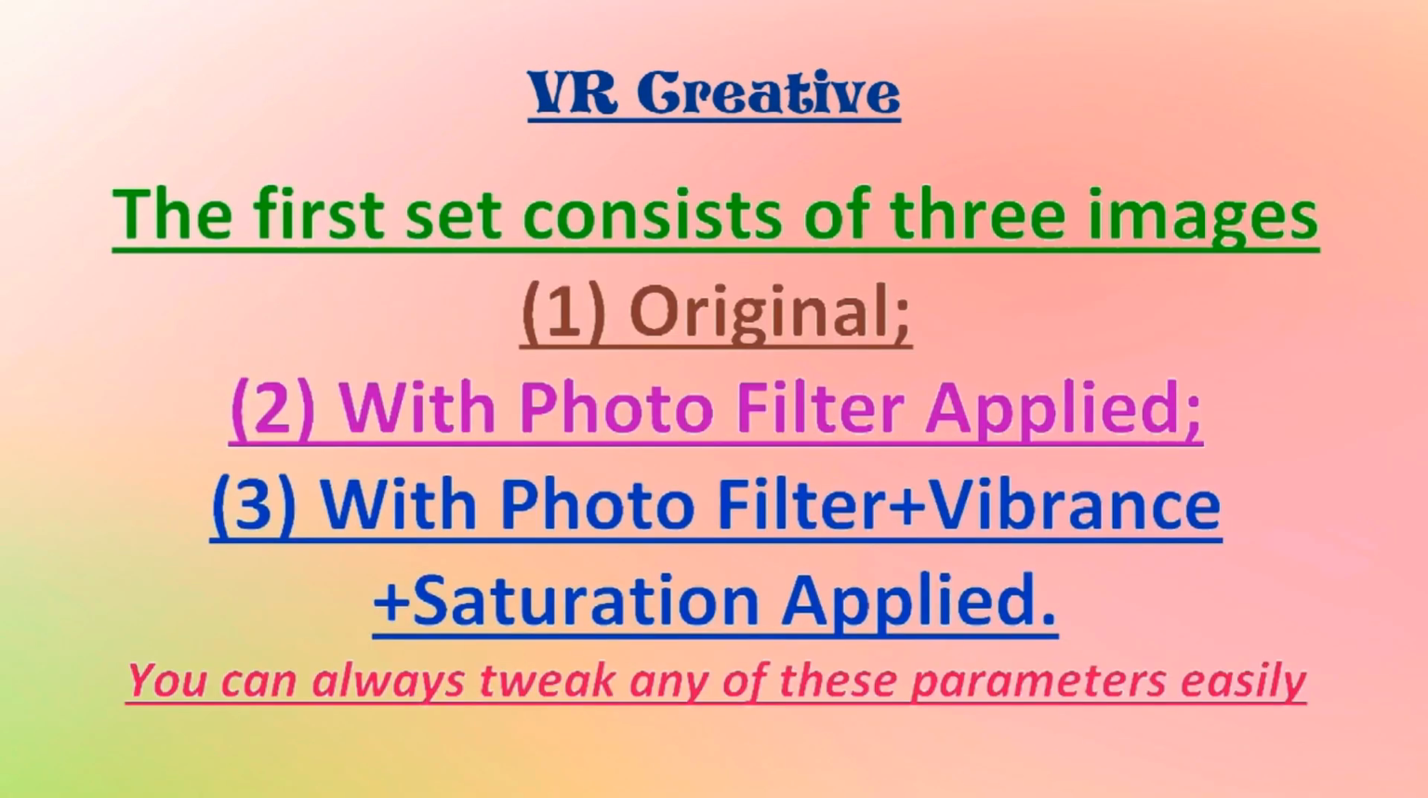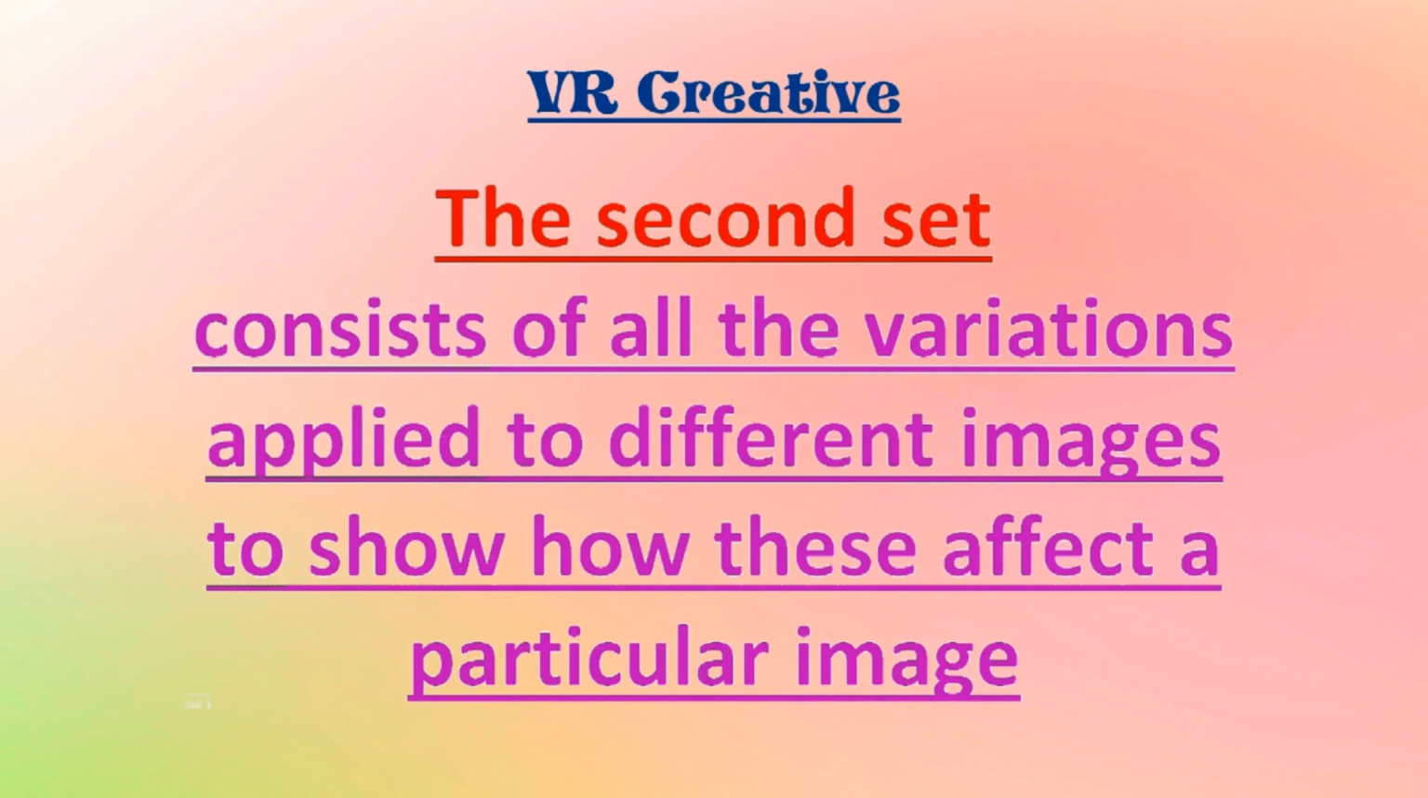The first set consists of 3 images: 1 original, 2 with photo filter applied, 3 with photo filter plus vibrance plus saturation applied. You can always tweak any of these parameters easily. The second set consists of all the variations applied to different images to show how these affect a particular image.